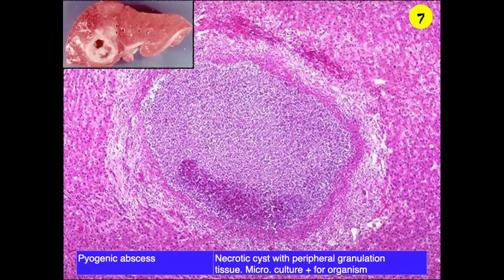Coming to the cystic lesions, this is a cyst, autopsy liver, very well walled cyst, which is filled with purulent material. Microscopically, you see a central abscess with a lot of necrosis. So it is a pyogenic abscess. You have to take the culture and sensitivity to identify the causative organism.